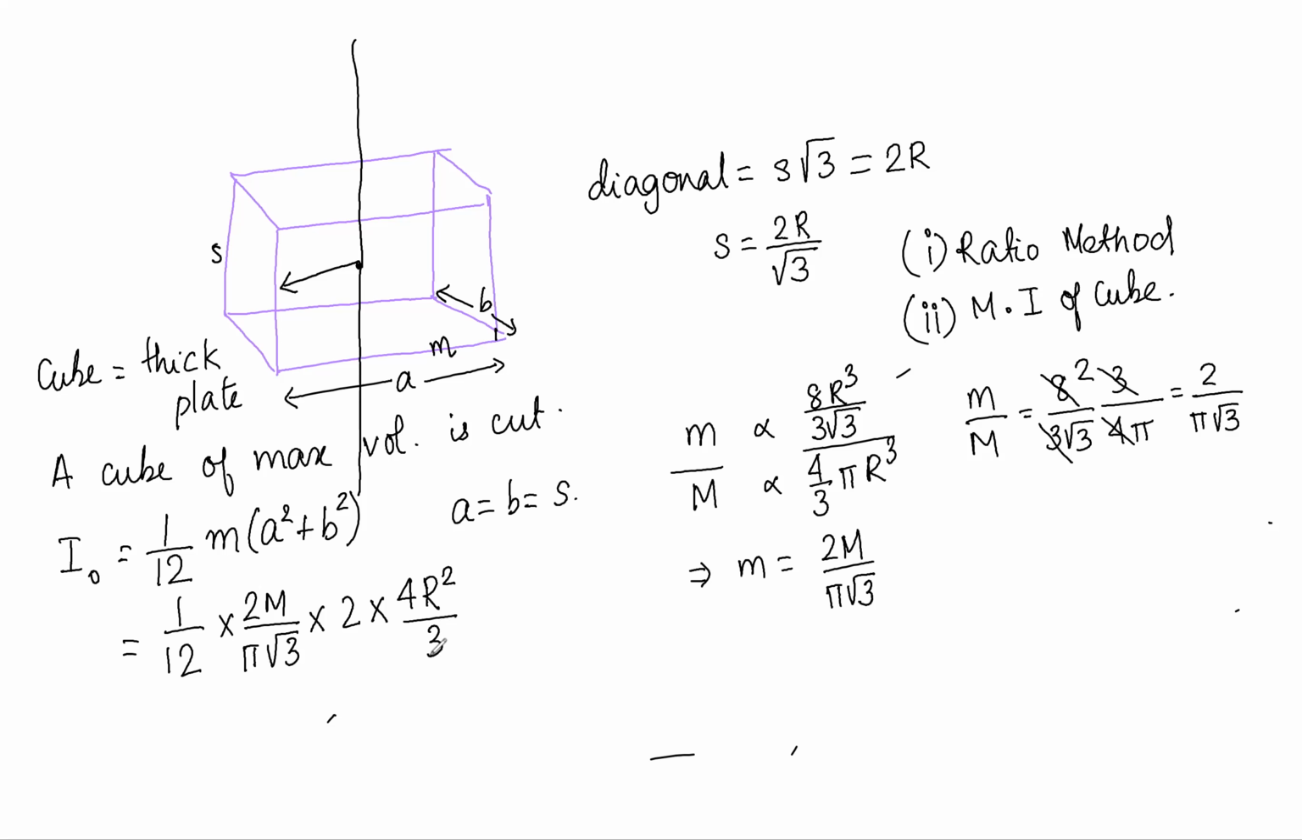Try to calculate what's remaining. You will have 2 times 2 is 4. 4 threes are 12. So 4 into 3 is 12. You have 2 into 2 is 4. You have m, you have r square, divided by 3 times 3 is 9 into pi into root 3. So what is the moment of inertia of the cube? The moment of inertia of the cube is 4 m r square divided by 9 root 3 pi.